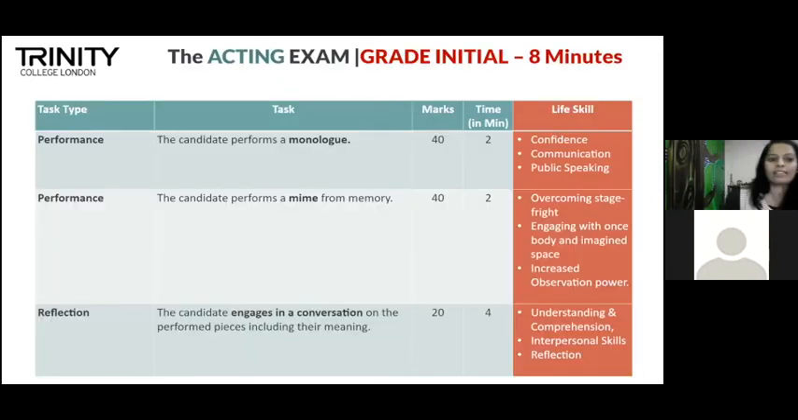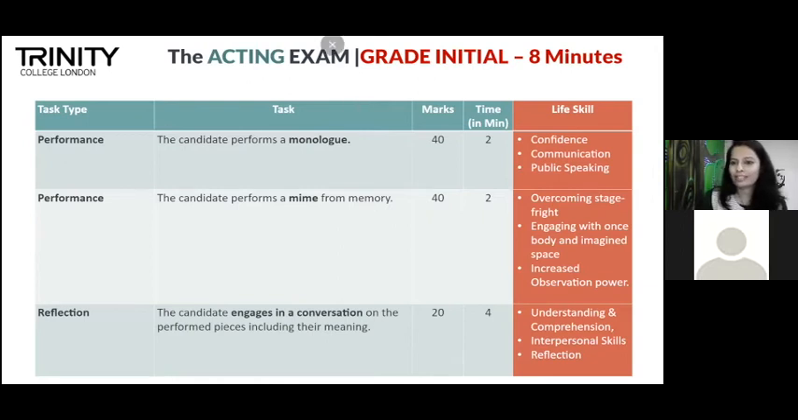Let's look at how a grade initial looks. Please observe the columns. The task type is performance. You have two pieces to perform, and you have the conversation and the reflection. The timing allotted is 8 minutes: a monologue of 2 minutes or under, the mime of 2 minutes or under, and then the conversation is for 4 minutes.